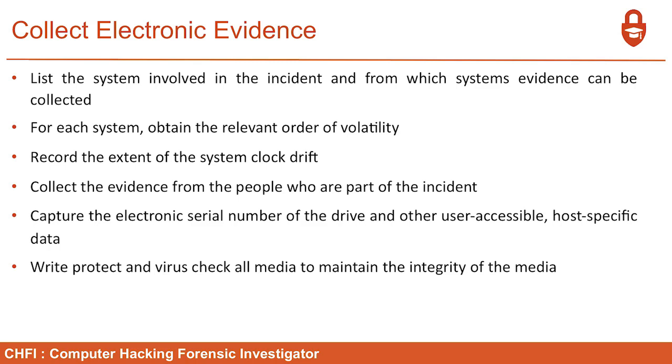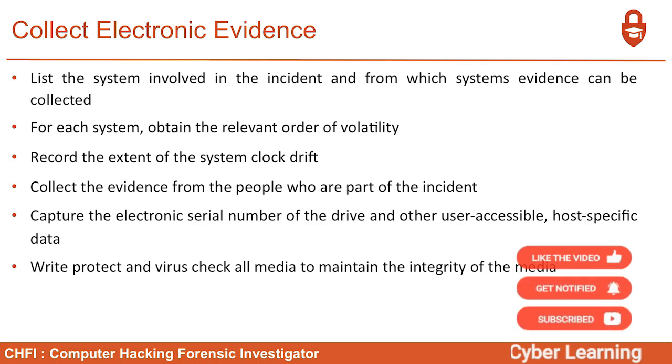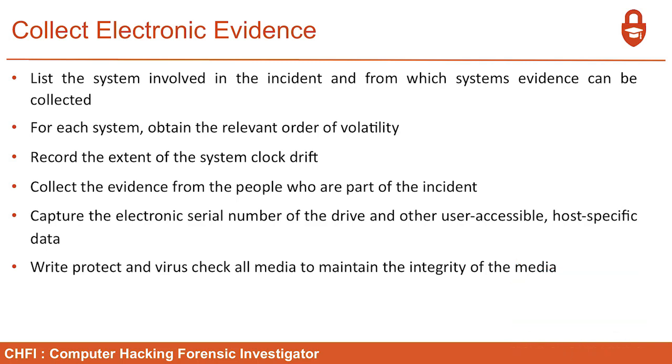On the collection of the electronic evidences. When you are collecting electronic evidences, first you need to list all the systems which are involved in the incident, and their order of volatility. Try to gather those evidences which are more volatile first, and then note the system clock drift, the timings.